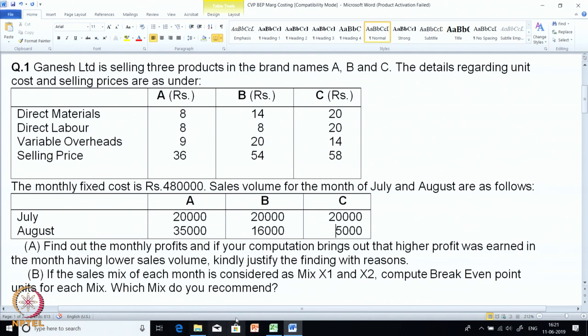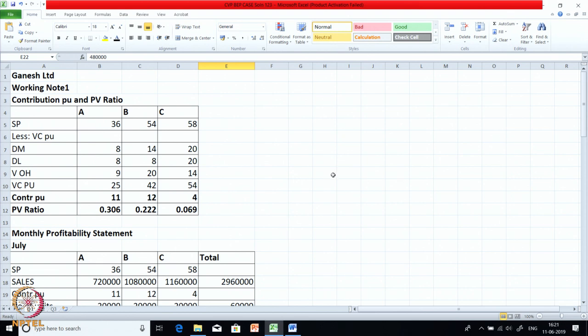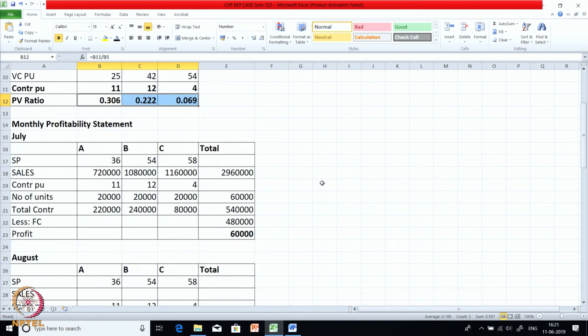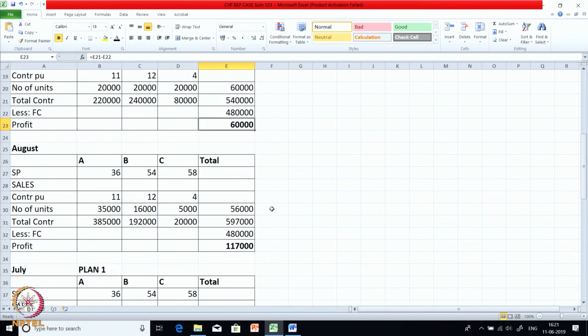So, what is the profit figure for the month of July? This is the solution so far. We always start with calculation of contribution and PV ratio. On product A, we have a contribution of 11, B it is 12 and C it is 14, and these are the PV ratios. Then we calculated the monthly profit for July. For that, first of all, we should know the contribution in July, which is 5,40,000 minus 480, so you get a profit of 60,000. For the month of August, the contribution has improved to 597 minus 480, you get a profit of 117.